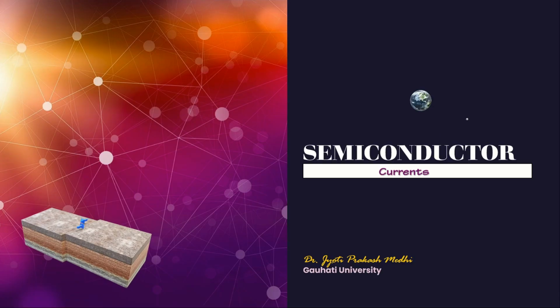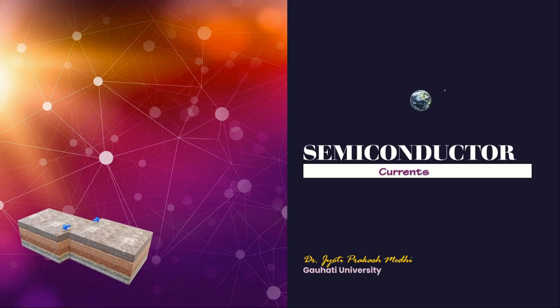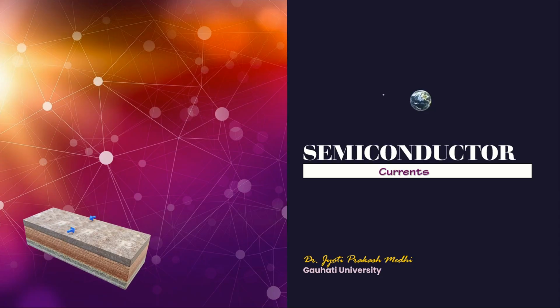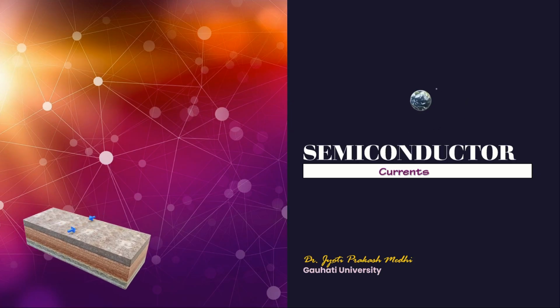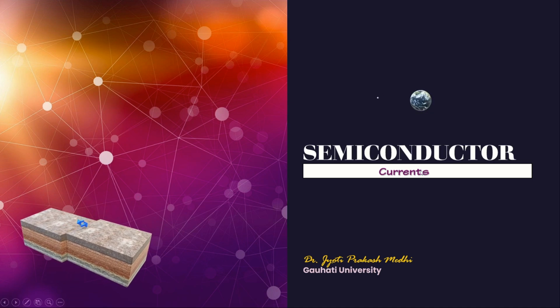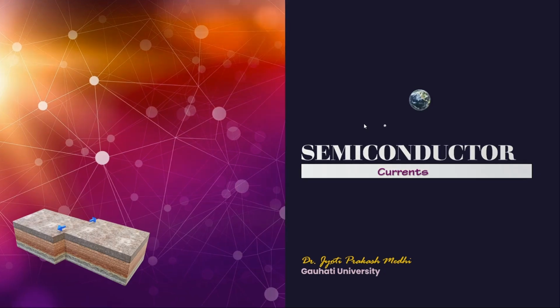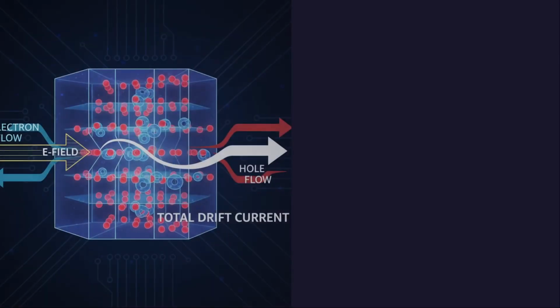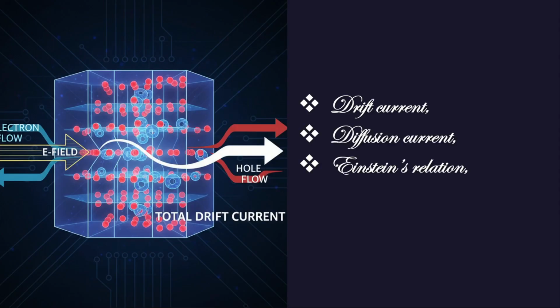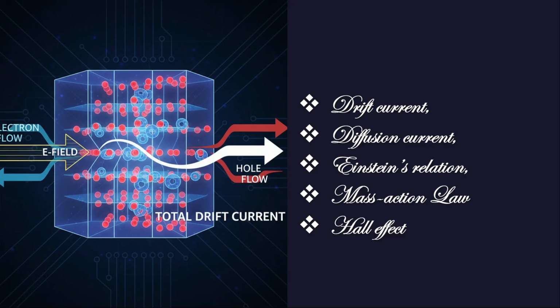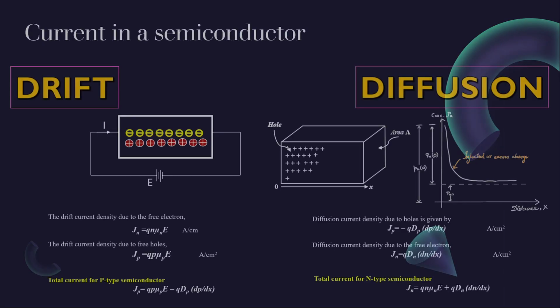These two ideas, paired with one elegant relation, explain so much about conduction, injection and devices, and even how we measure carrier density. Today we will derive and see each concept and finish with a practical measurement, the Hall effect. Our discussion continues in the direction of drift current, diffusion current, Einstein relation, mass action law, and then finally Hall effect. To start with, first we are going to discuss the drift current.